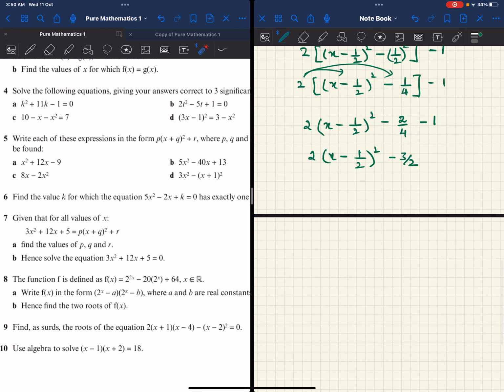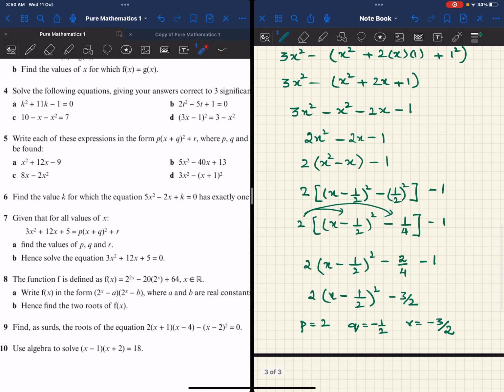So our values: p is equal to 2, q is equal to negative half, and r is equal to negative 3/2, and that's our answer.